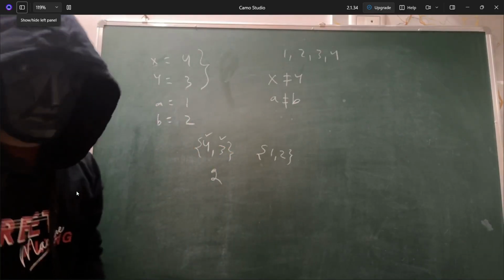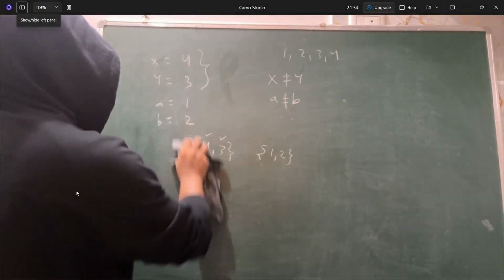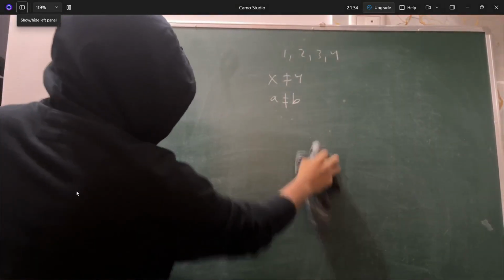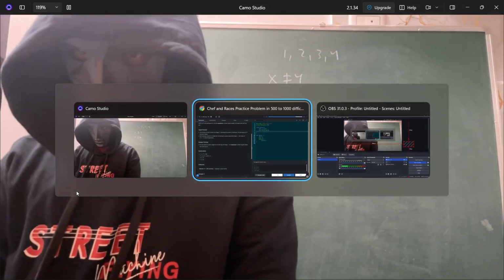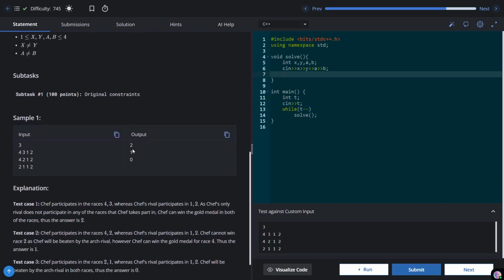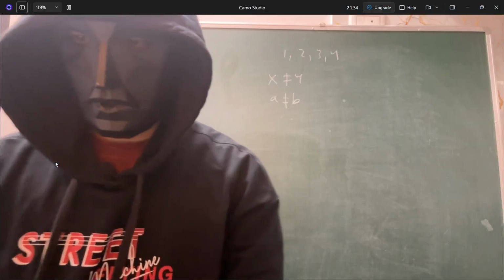Let's try to understand the other example. We have 4, 2, 1, 2.